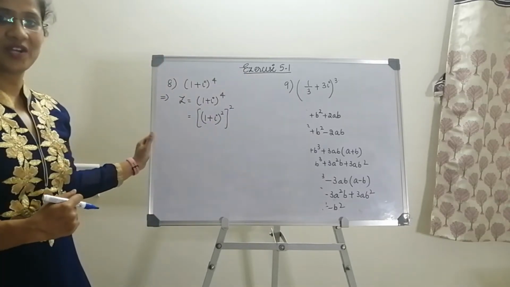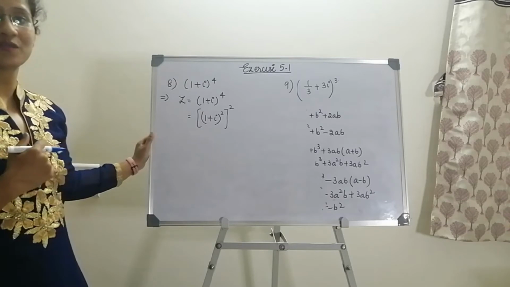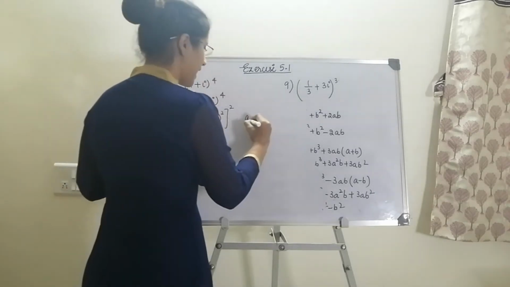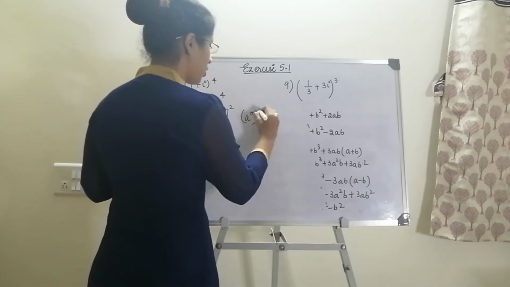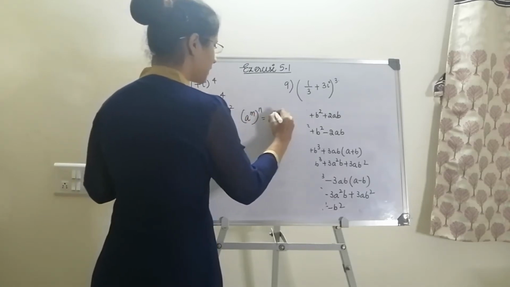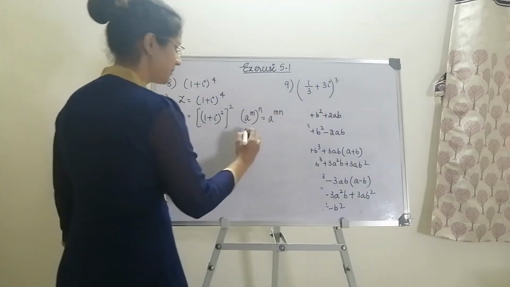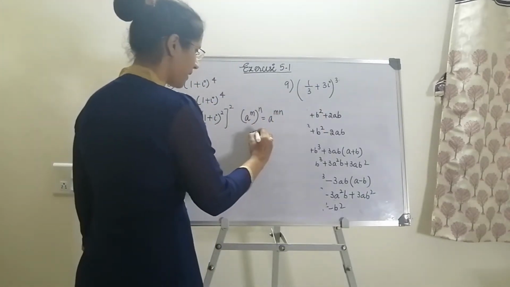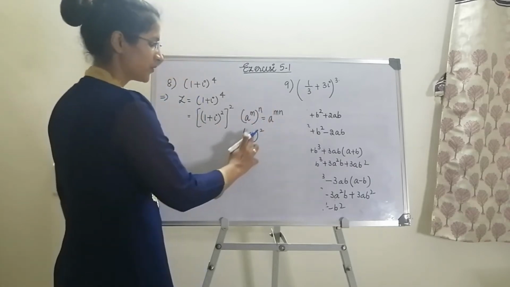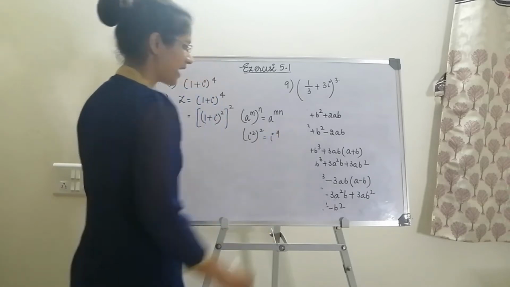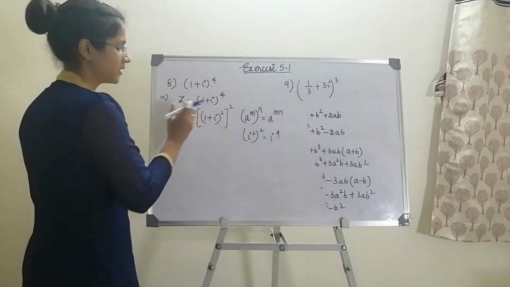In my previous videos, we have come across the set of indices, correct? So which property am I using here? a to the power m whole to the power n is equal to a to the power m into n. So when I multiply, see here I have i square whole to the power 2. When I multiply 2 into 2, am I getting back i to the power 4?